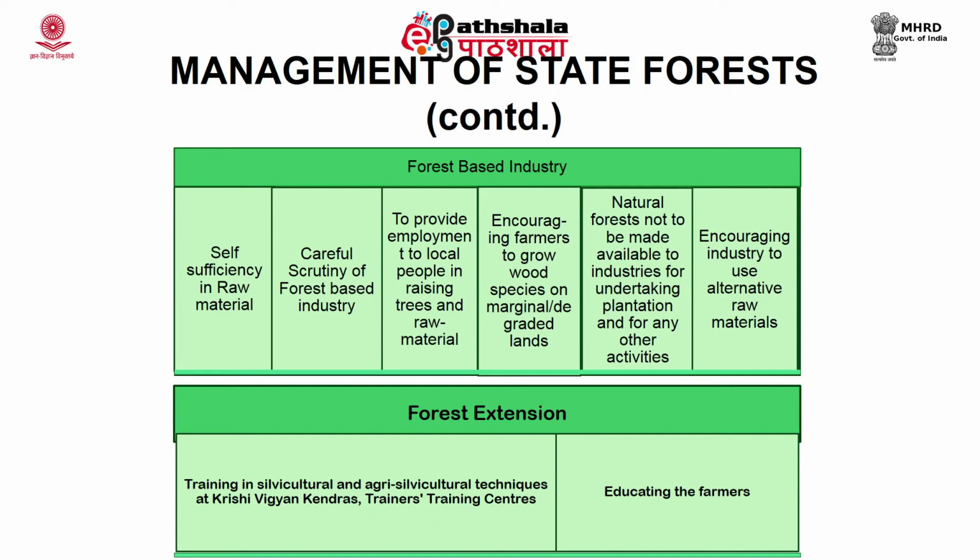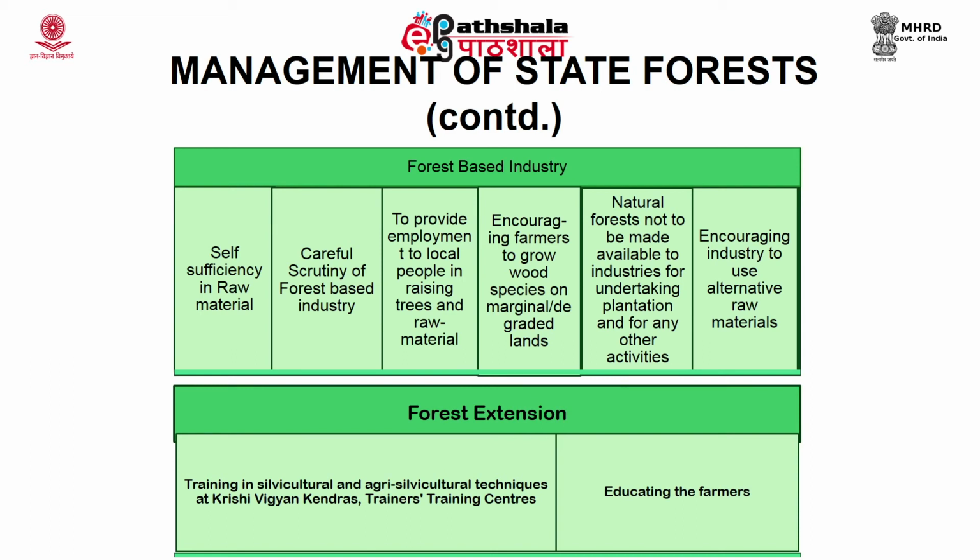And it was also provided that outsiders should not be given clearing regarding use of the forest without clearing the scrutiny with regard to assured availability of raw material. It was also stipulated that industry should be encouraged to use alternative raw materials in place of forest produce, and that natural forests should not be made available to industries for undertaking plantation or any other activities.